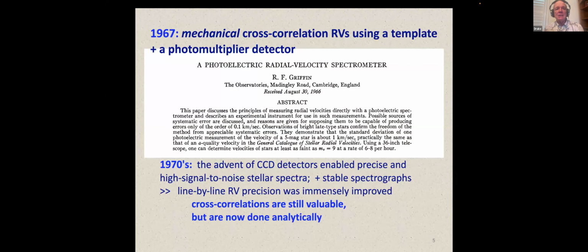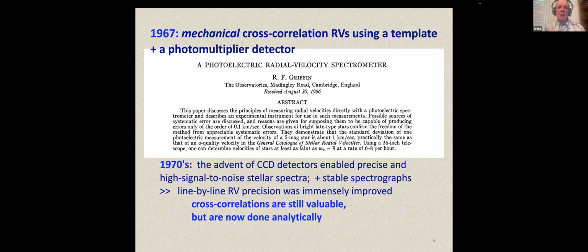It began to change. The first big change for me was in 1967, with this paper by Roger Griffin called a photoelectric radial velocity spectrometer, in which he did a cross-correlation analysis. He dispersed the stellar spectrum and transmitted it through a mechanical template, and then recollected all that light and focused it on a photomultiplier detector.